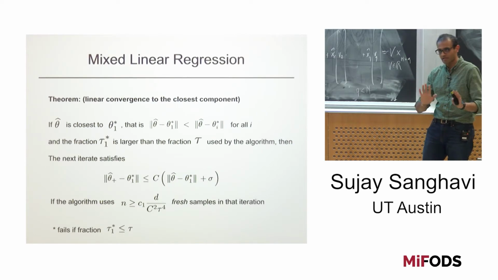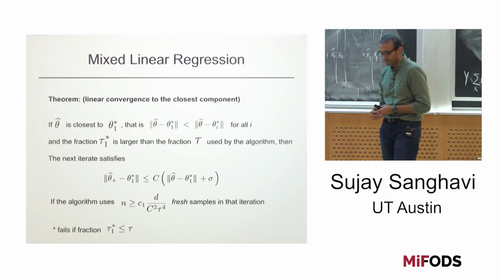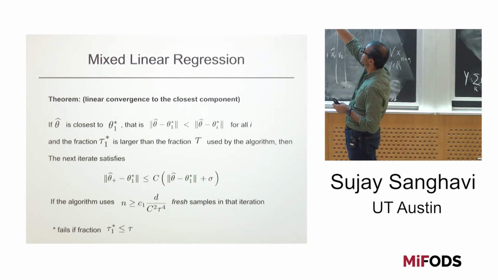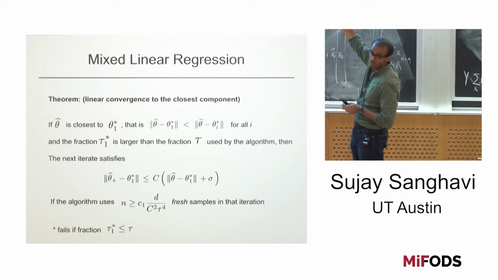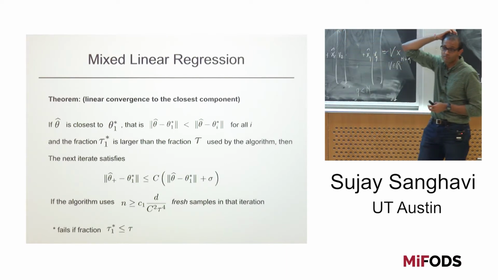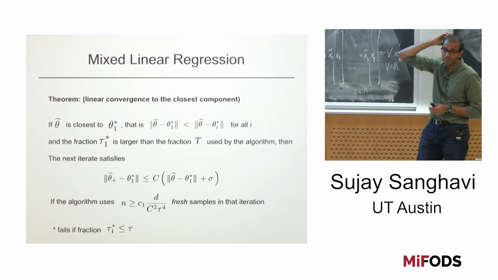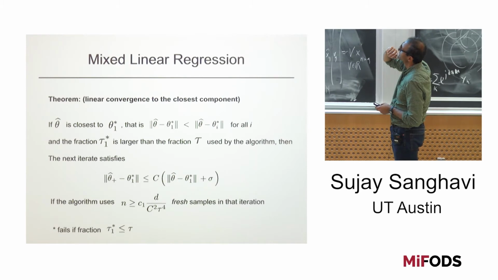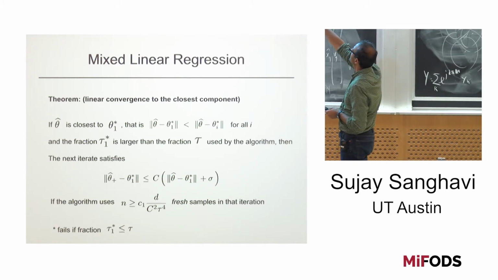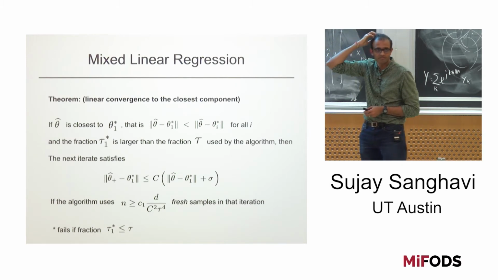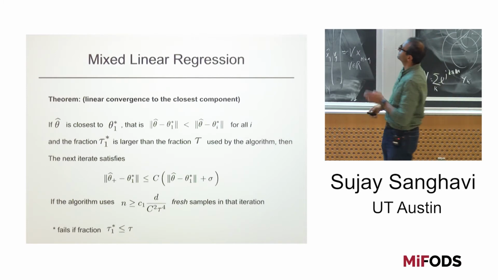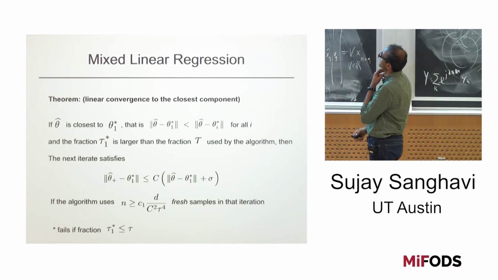If you have new samples, which again come from this mixture distribution, and if you have enough samples, so you need d divided by c squared samples, where c is the same constant above, so the more samples you have, the better the convergence constant you will get. Then if it uses this many samples in that iteration, you'll start getting linear convergence to the closest theta 1 star.